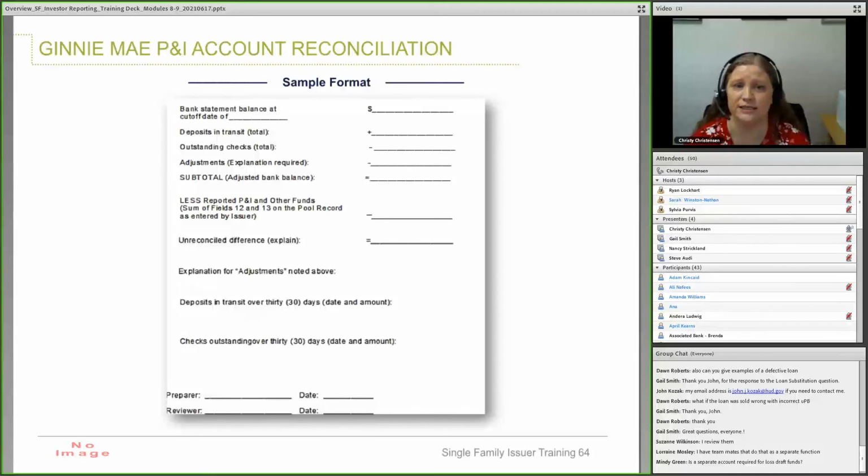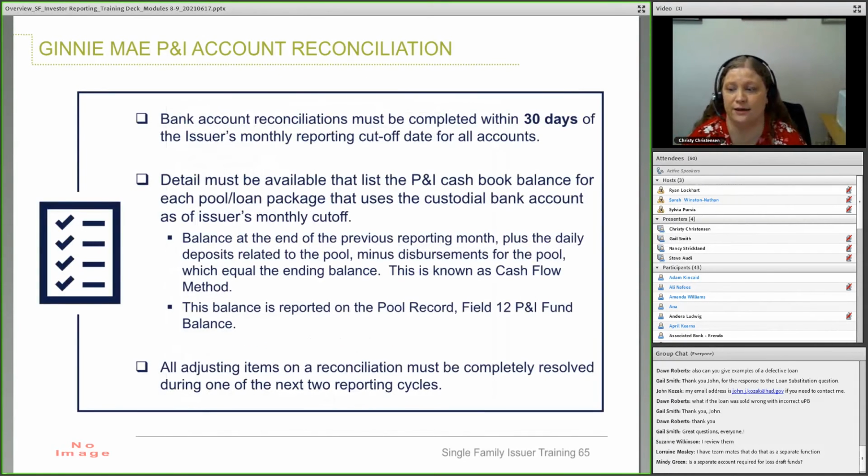Here is a sample format of the P&I account recon. Most issuers build this form in Excel. Bank account recons must be completed within 30 days of the issuer's monthly reporting cutoff date for all accounts.